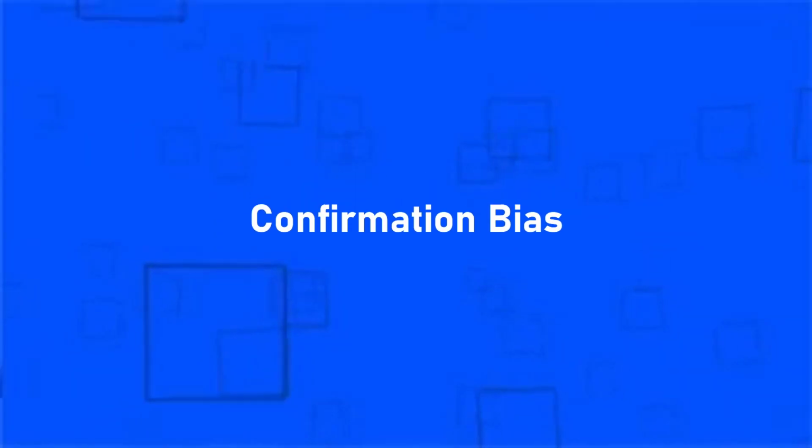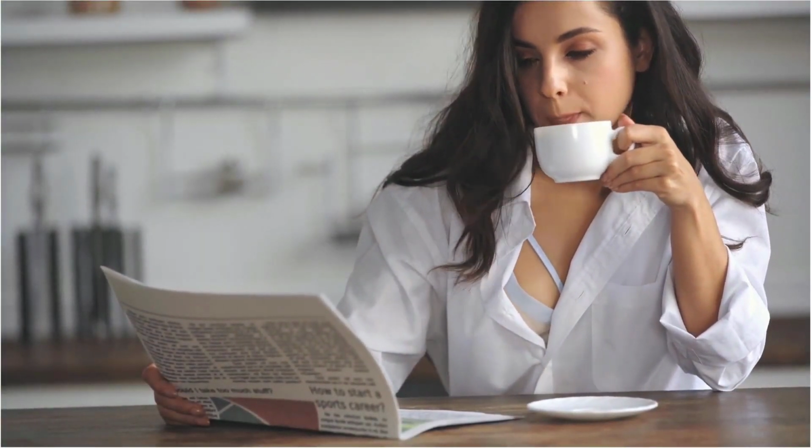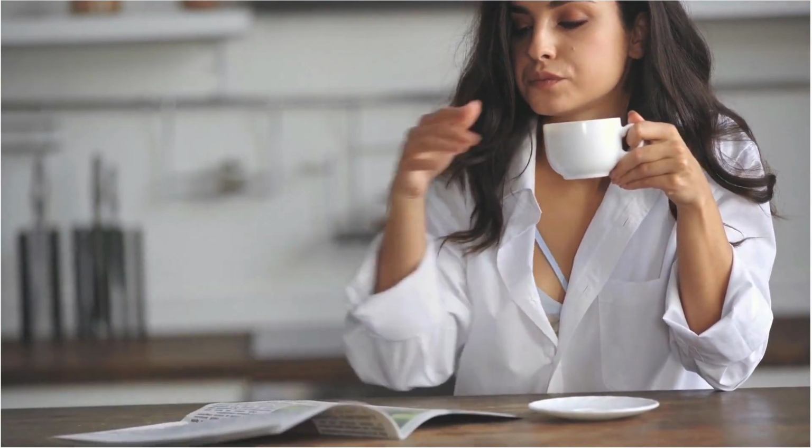Number 2 is the confirmation bias. This is a tendency to seek out information that confirms our pre-existing beliefs and ignore information that contradicts them. Whether you go through life believing that people are inherently good or people are inherently bad, you will find daily proof to support your case.